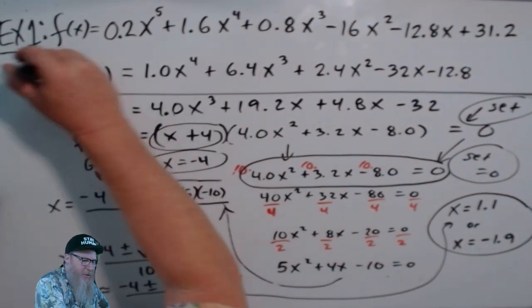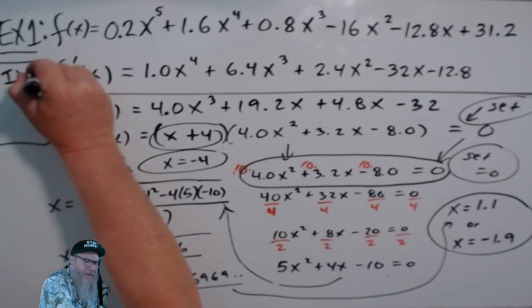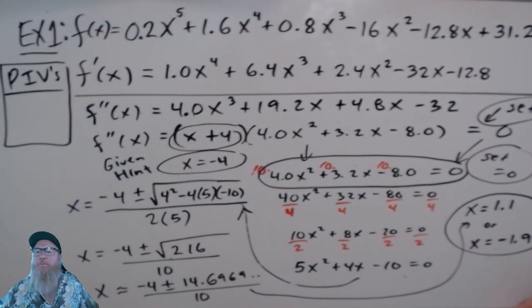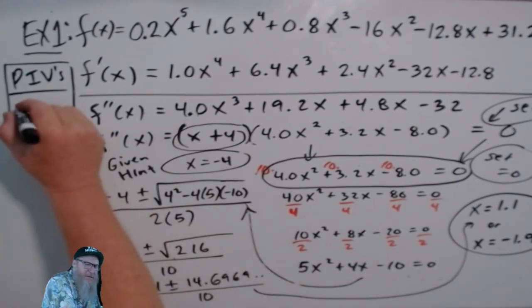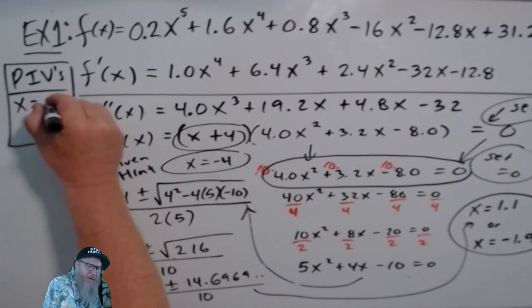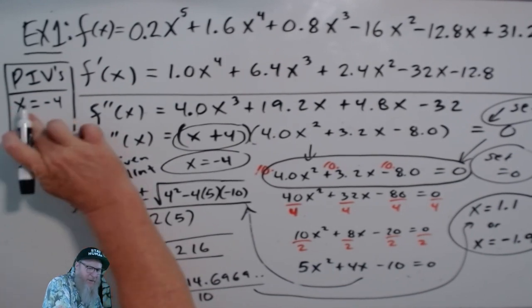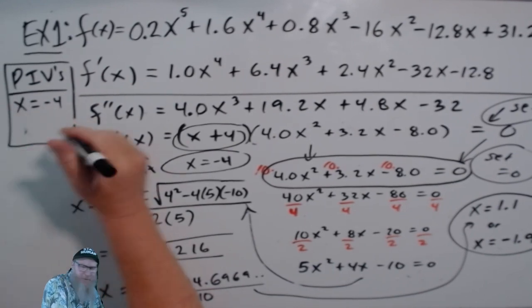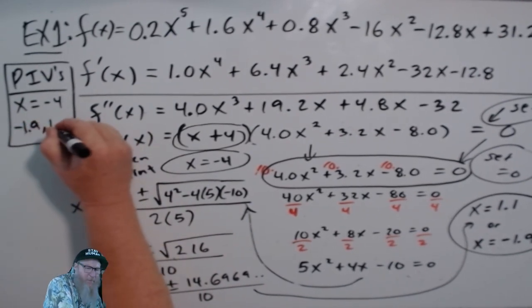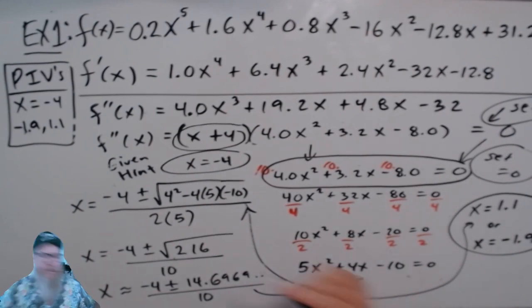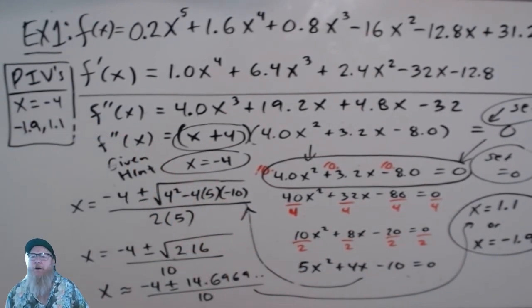So let's list those over here. PIVs. So far, they're just possible inflection values. I don't know if they're actual inflection points yet. So I've got negative 4, 1.1. I might as well put them in order. Negative 4, negative 1.9, and 1.1. All right. I won't know until I test them.